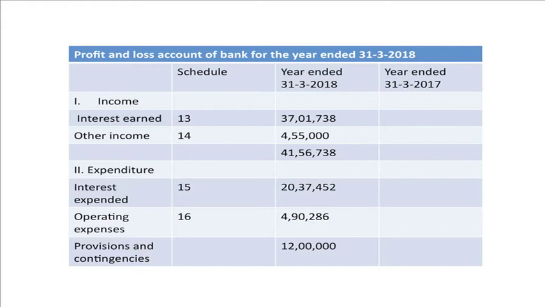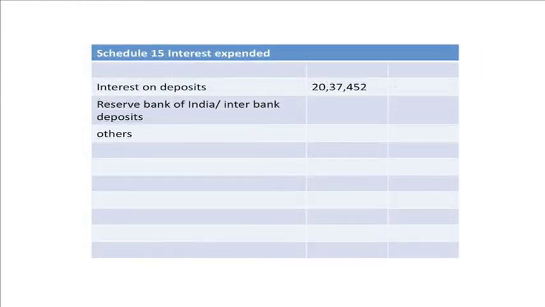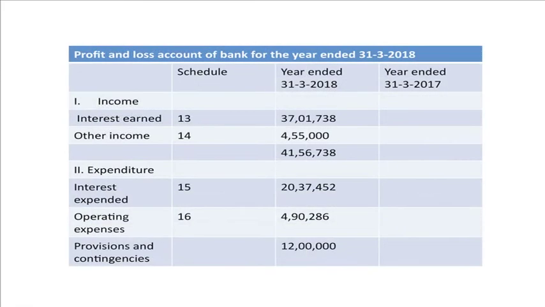Now, coming to the expenditures, we have to prepare two schedules, interest expended and operating expenses. So, let us see schedule number 15 first. Schedule number 15 will have interest on deposits, that is 20,37,452. It is given straight in the form of information in our question, and from this schedule we will insert it against schedule number 15, that is 20,37,452. Now we are going to prepare the operating expenses schedule, that is schedule number 16.